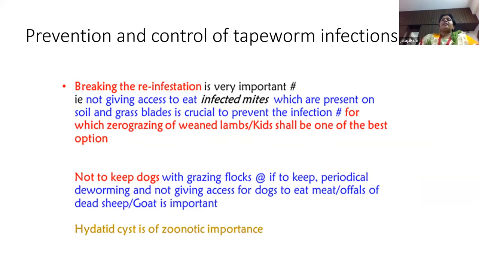avoid keeping dogs, particularly stray dogs, along with the sheep flocks, as they will be disseminating infection by defecating on grazing lands. The third point is periodical deworming of all sheep and goats present in a flock at the same time. And the last point is preventing eating of raw meat or offals by dogs.